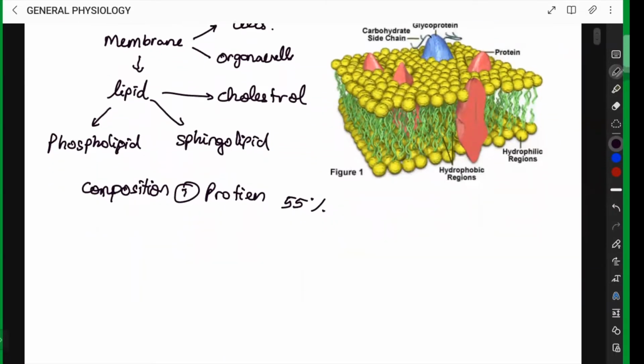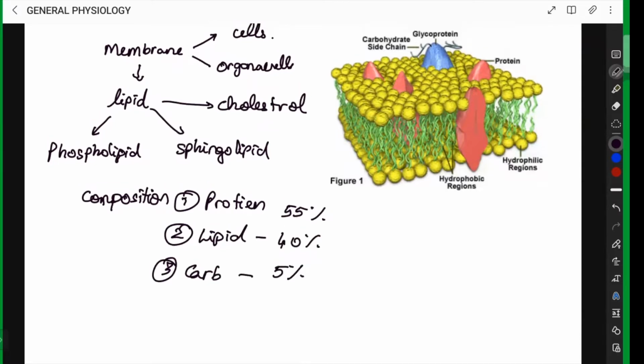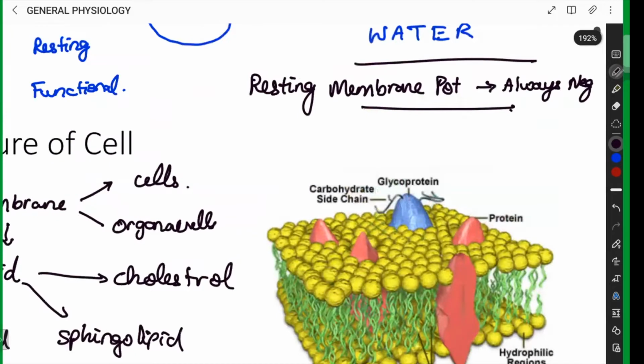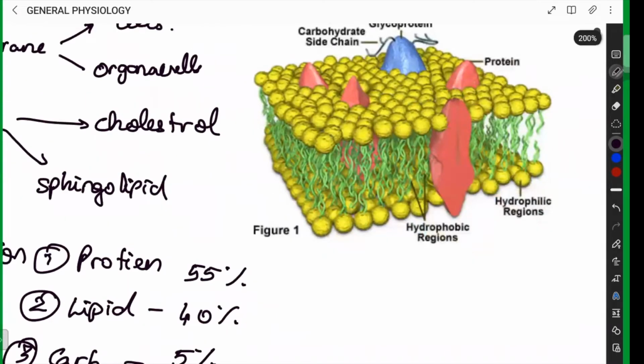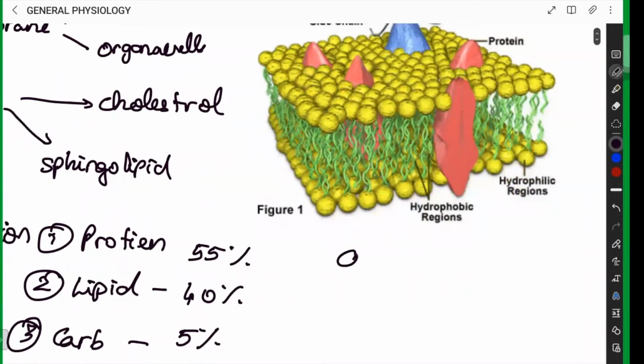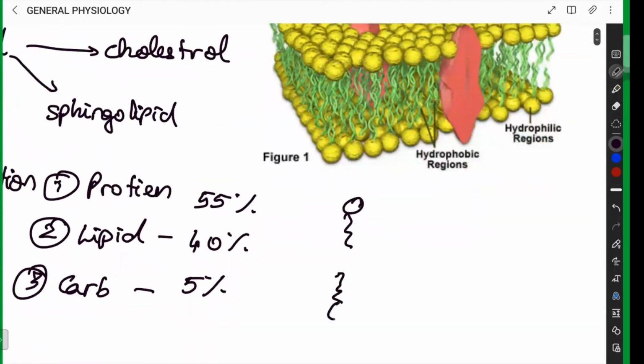So composition, number one, protein 55%, followed by lipid, which is going to be around 40%, and third is going to be your carbohydrate, which is around 5%. Now coming towards this. When you see this important picture, what you can understand is your cell membrane is going to be like this.